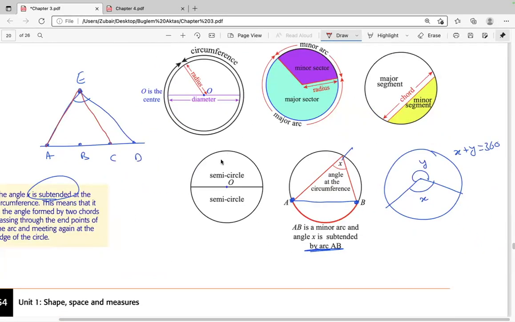If I just draw this angle, I can call it angle subtended on diameter, or I can call it angle drawn on diameter.